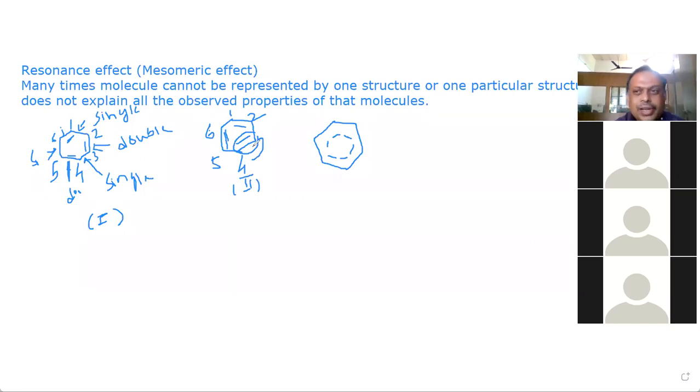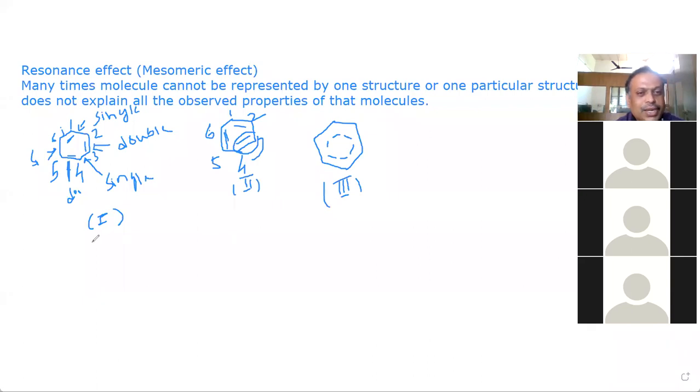Now this double bond is mobile. The double bond moves like this, from 1 and 2, as the pi electrons shift. And this is the third structure, and it is called the resonance hybrid structure, because the double bonds are movable between 1-2, 2-3, 3-4 and so on. Alternately the double bonds move. That's why it is called resonance structures.